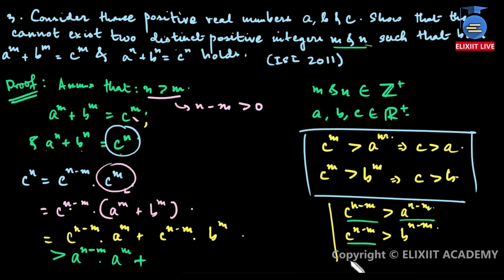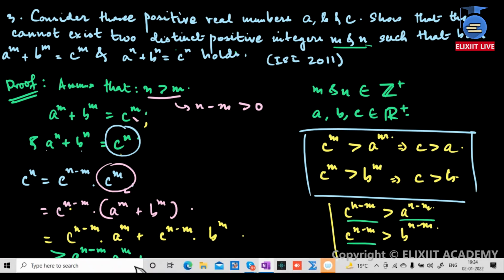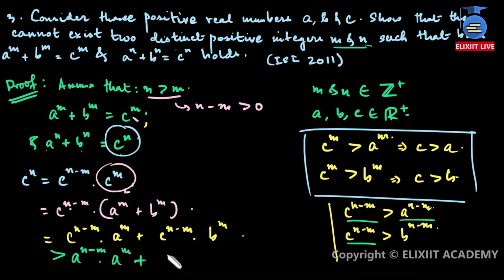Plus, again, with b also you have one more relation. C to the power n minus m is greater than b to the power n minus m. So once again, this term is also greater than b to the power n minus m, into b to the power m.